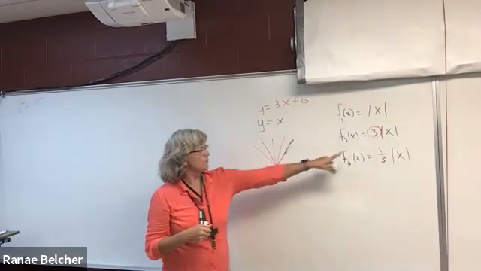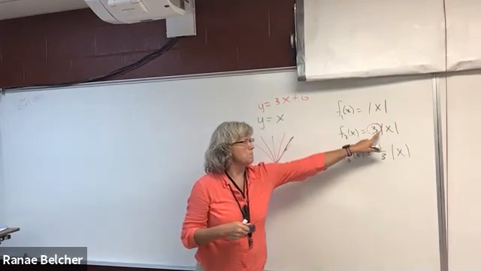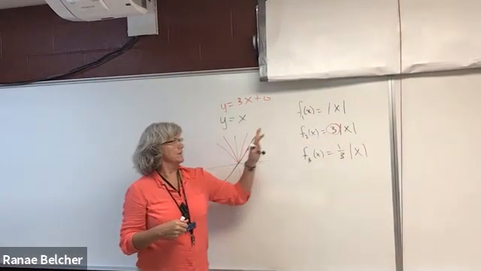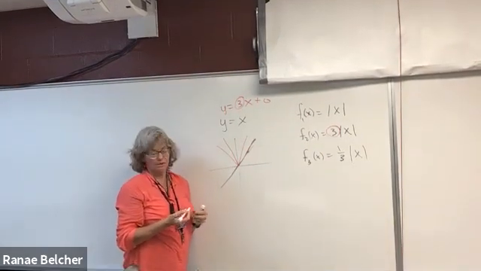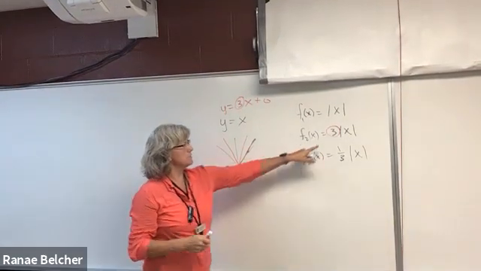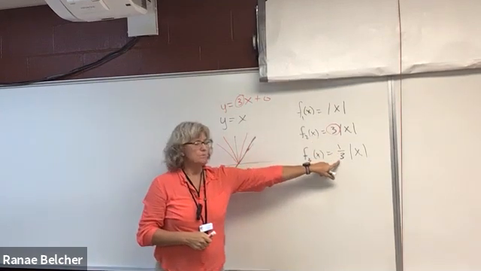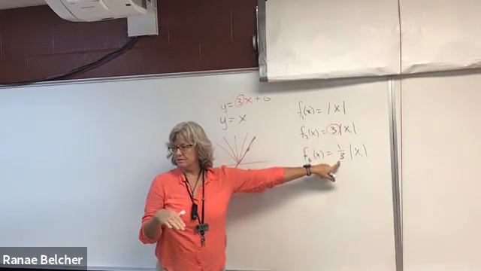And so the way I think about when you have something being multiplied is I think of it as slope, you know, like mx plus b, the m is the slope. And the bigger the number, the steeper it's going to be. And then the smaller the number, the flatter it's going to be.